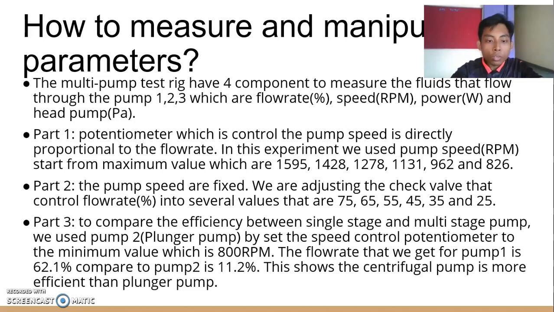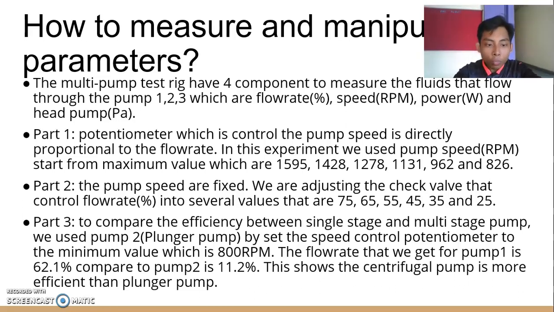Okay, for part 2, the pump speed is fixed. So we adjust the check valve that controls the flow rate to several values: 75, 65, 55, 45, 35, and 25.